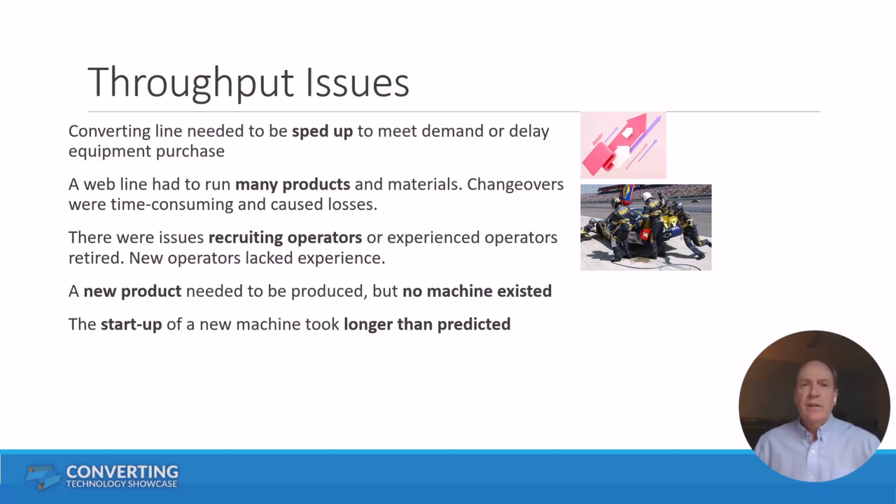Certainly, as operators have been aging and retirements have been increasing, then recruiting new operators has been an issue for many converters. And in terms of throughput, there's no bigger throughput issue than when there's a new product. It's so new that there's no converting machine on the market to make it, and so something has to be developed. And in some cases, those new machines, because they are new, take longer than expected or predicted to start up because of issues with interactions or just new development.